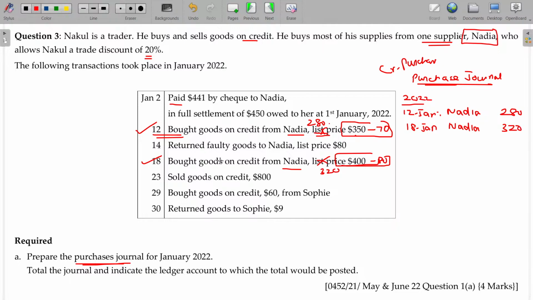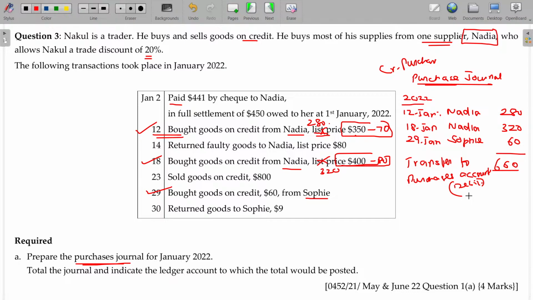And bought goods on credit from Sophia on 29th Jan. Sophia, okay. The value being 60. There is no other purchases. You have to add up all these things. The value being 660, transferable to the purchases account. Which side? Debit side. It should be posted in the debit side.